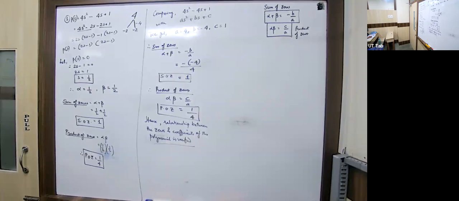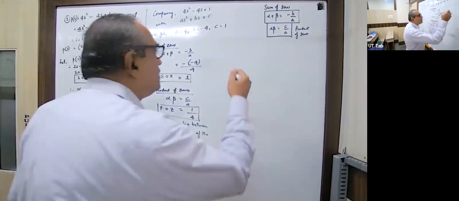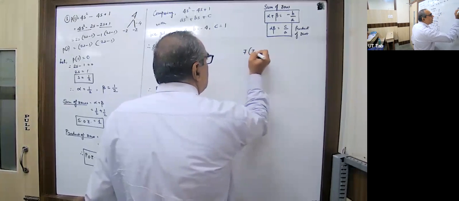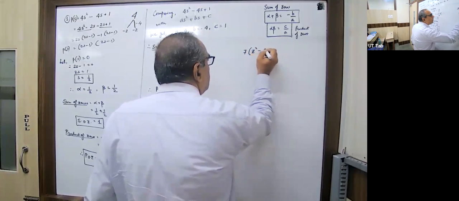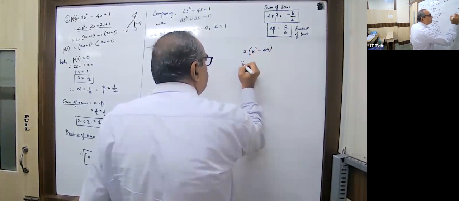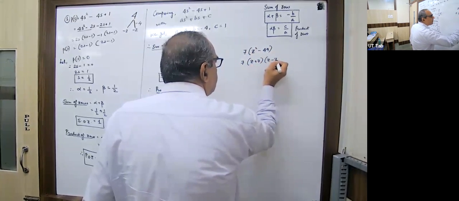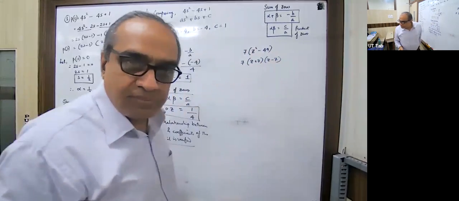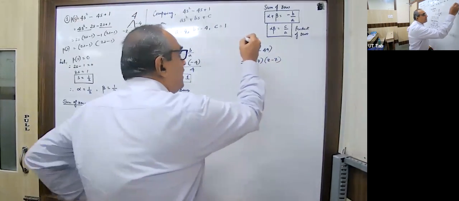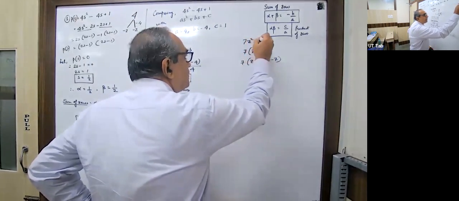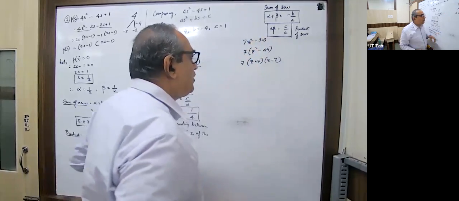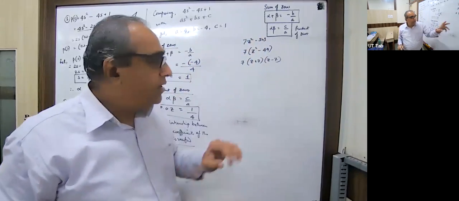Third, 7z squared minus 343. Look, give the equation. 7z squared, you can write it as z plus 7 into z minus 7. It was like that, right, son? When you take 7 common, you'll get 49, a plus b, a minus b.